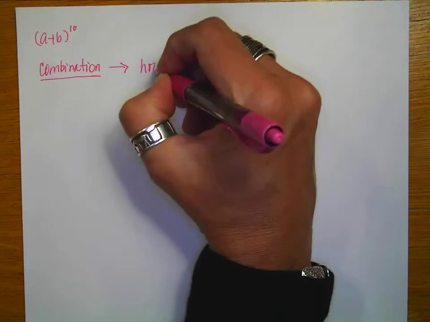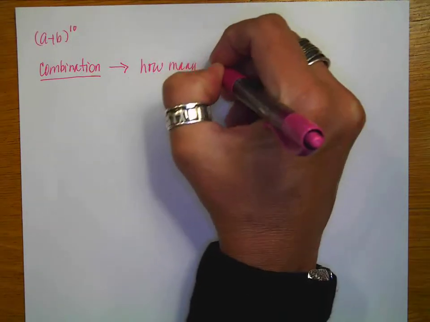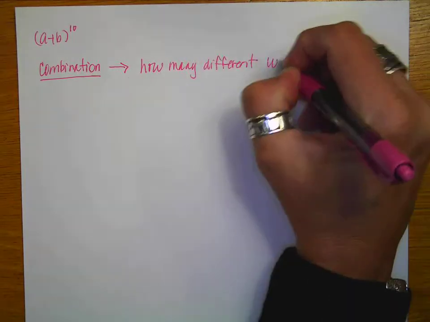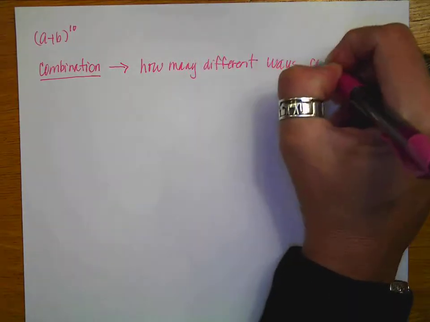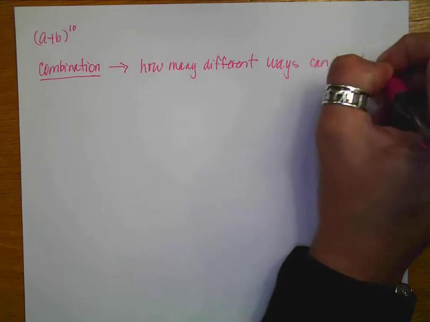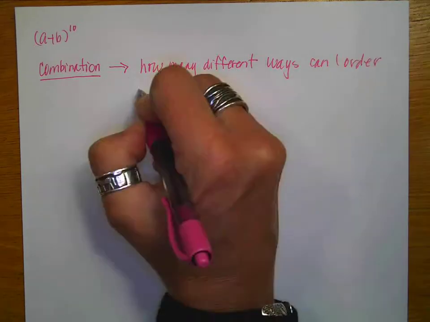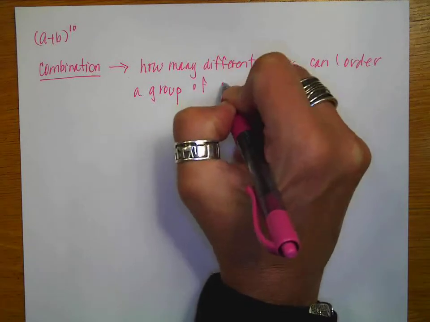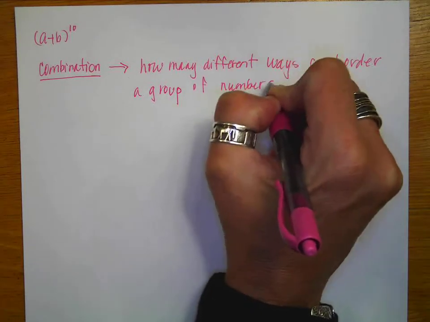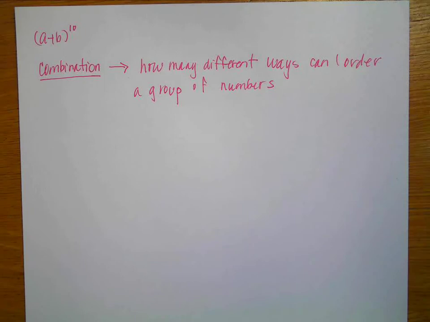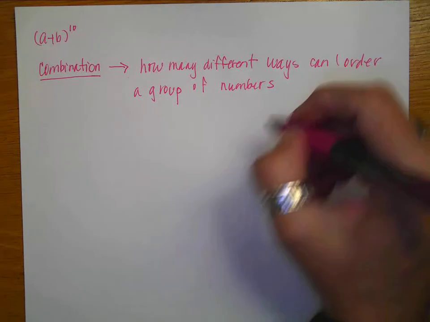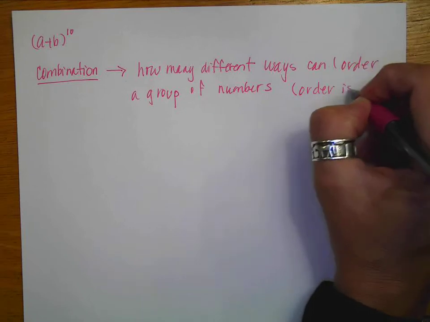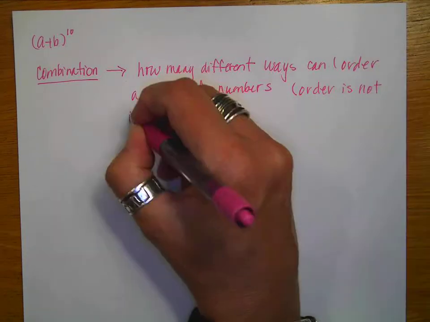And a combination says how many different ways can I order a group of numbers. Okay, so I want to know how many ways could I order a group of numbers, and in a combination, the order is not important.